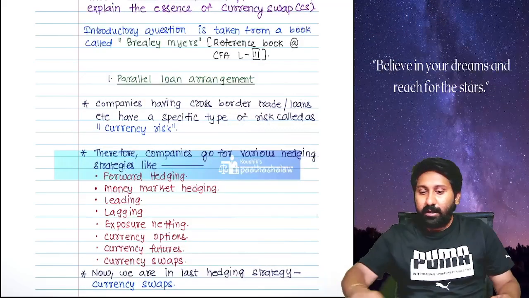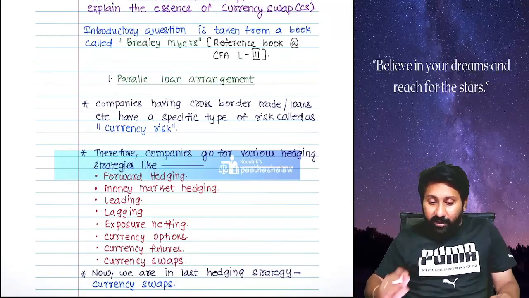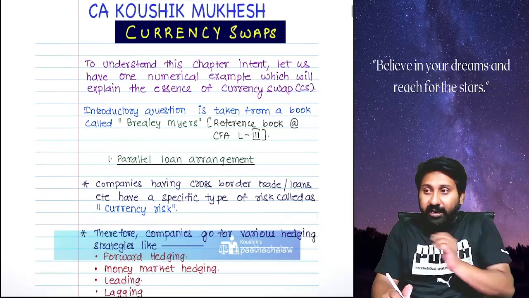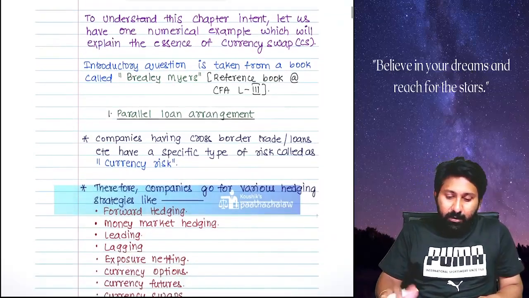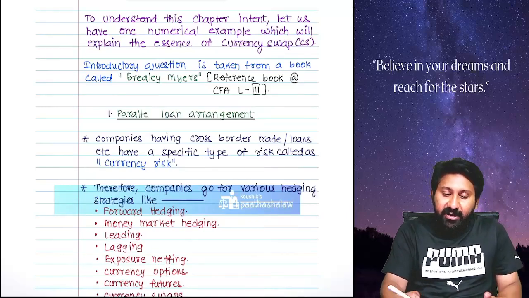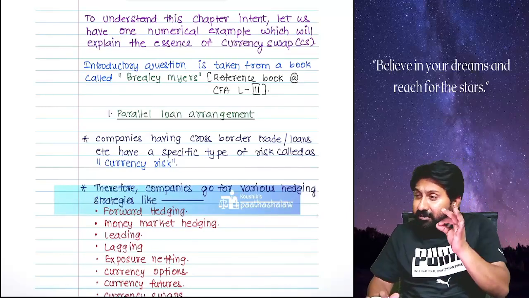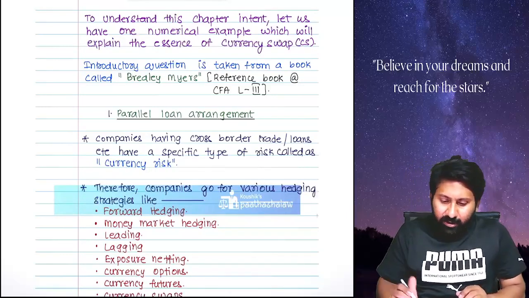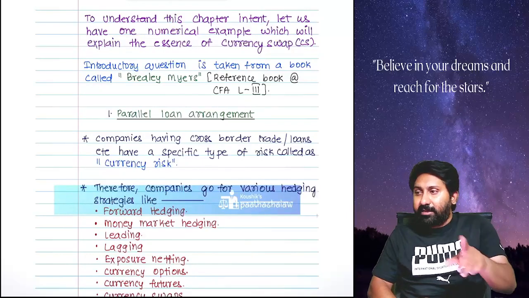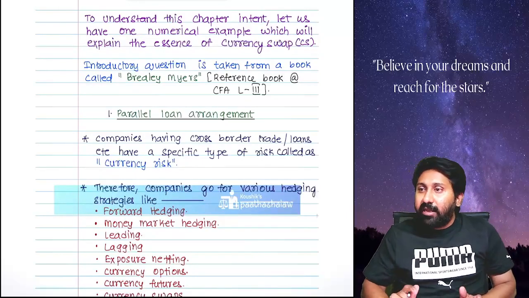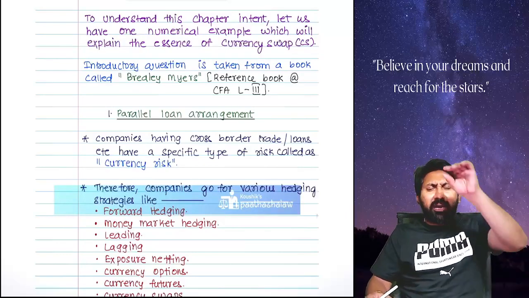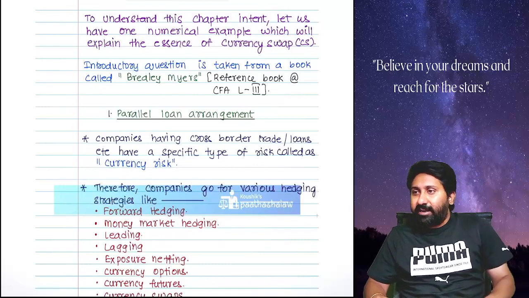This document I already shared in the Telegram channel. First, to understand this chapter's intent, let us first have a numerical example. The introductory question is taken from the book because I don't want to steal anyone's credit. I should give credit to that person. A fantastic question is there. I have taken it because I am at CFA Level 3. In that booklet, Bradley Meyer's, a very popular CFA Level 3 book, they have given one question on parallel loan. The same question was lifted by ICAI also very recently.